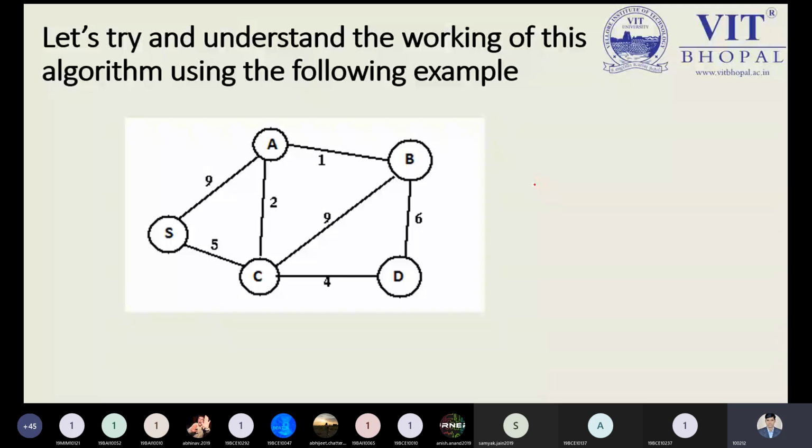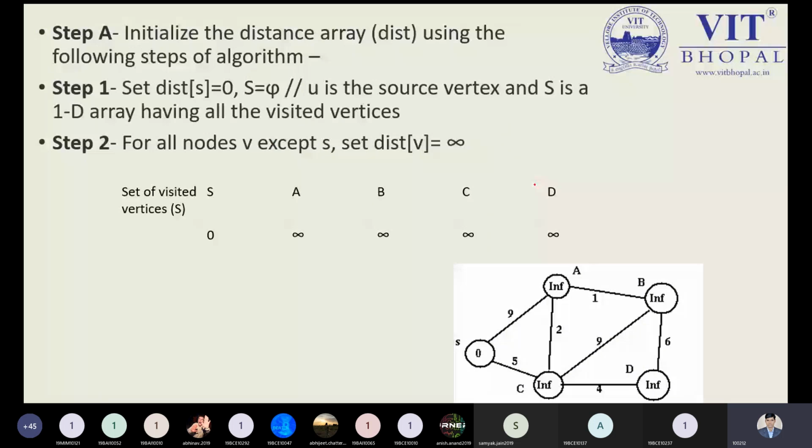But S is directly connected to A and C. So S will keep the information about S to A and S to C directly without any problem. Okay, now I'm just jumping to my next slide. Now this is the point. So what is step number A?